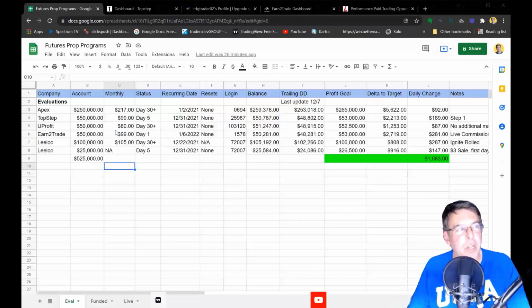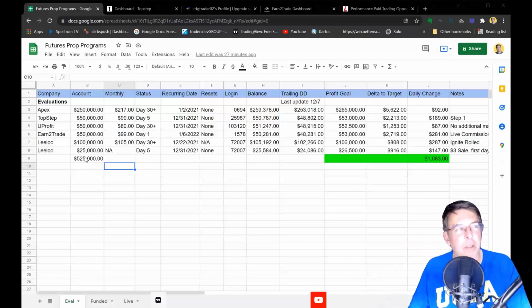So here's a little spreadsheet that I put together. I'm going through 5 different programs right now. I talk about these on the channel: Apex, TopStep, UProfit, Earn to Trade, and Leeloo. And what I have here is the account value, the notional account value. I've talked about this being a little silly. You're not really trading a $250,000 account or even a $25,000 account. You're trading a very, very small amount of buying power, and you're really trading the risk that they allow you to trade. But anyway, we'll play the game.